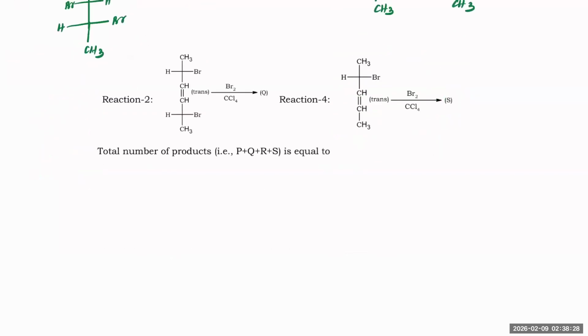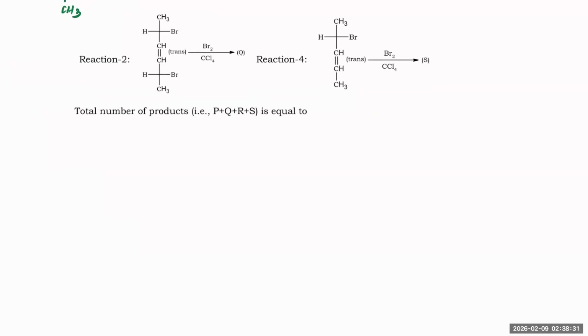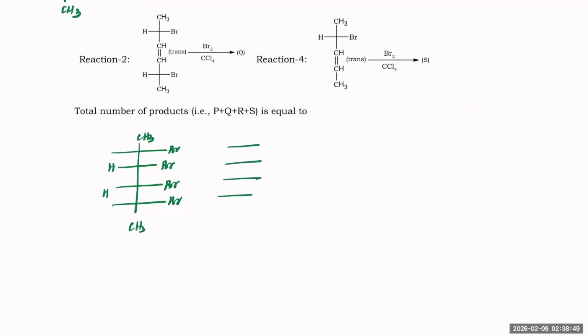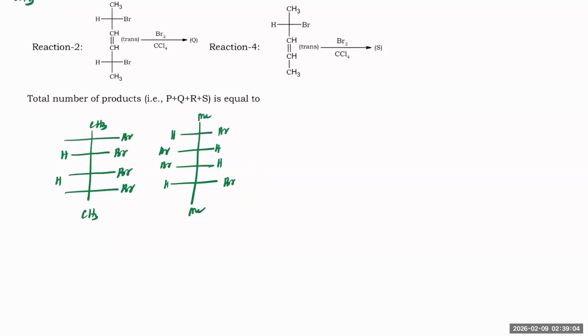Okay. In the case of reaction 2, if it is trans, I should put them into erythro form. So I should have Br here, H here, and one Br here, and CH3 here, CH3 here. The other form which I can write here is these two Brs could be on the left hand side. So I have Br here, Br here, Br here, H, and then we have methyl and methyl here. These two are the forms for Q.